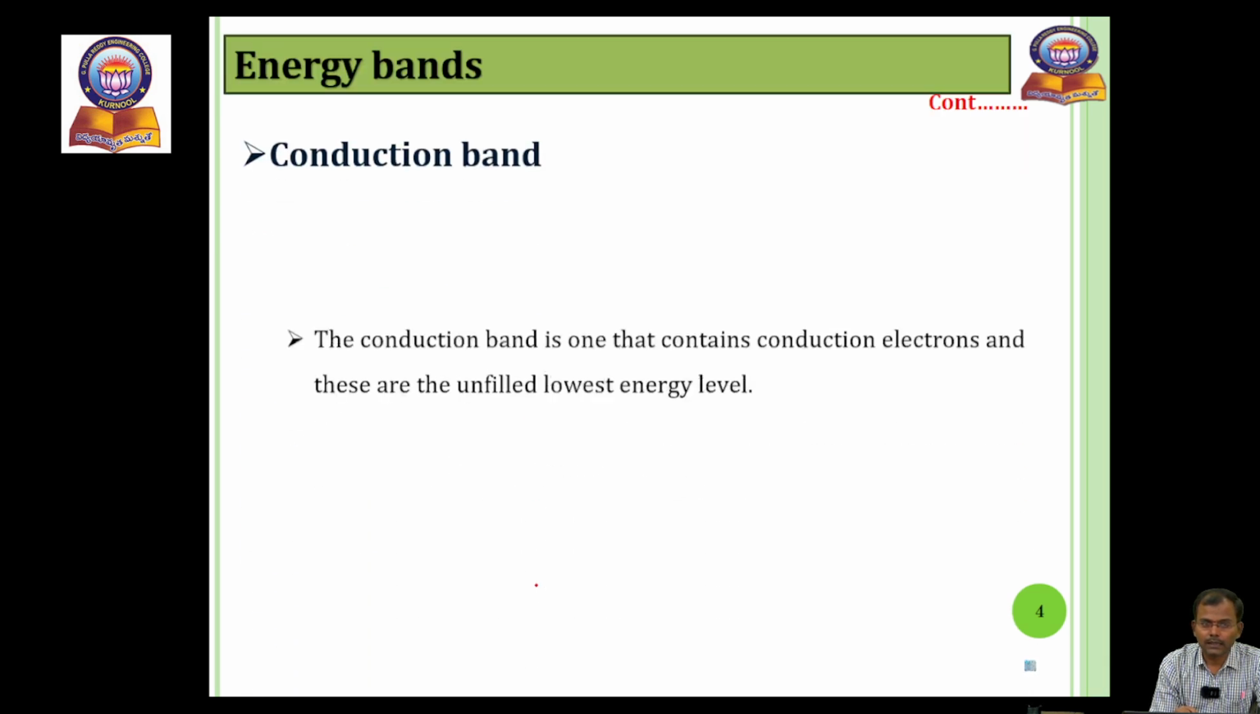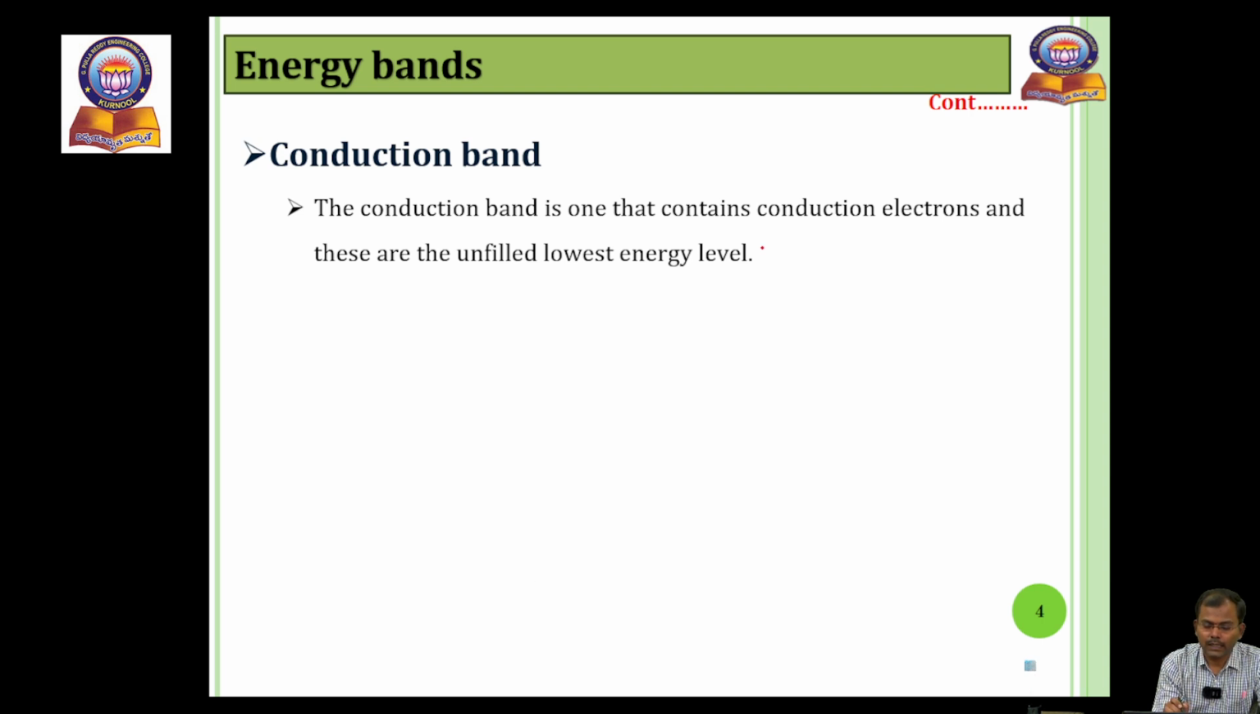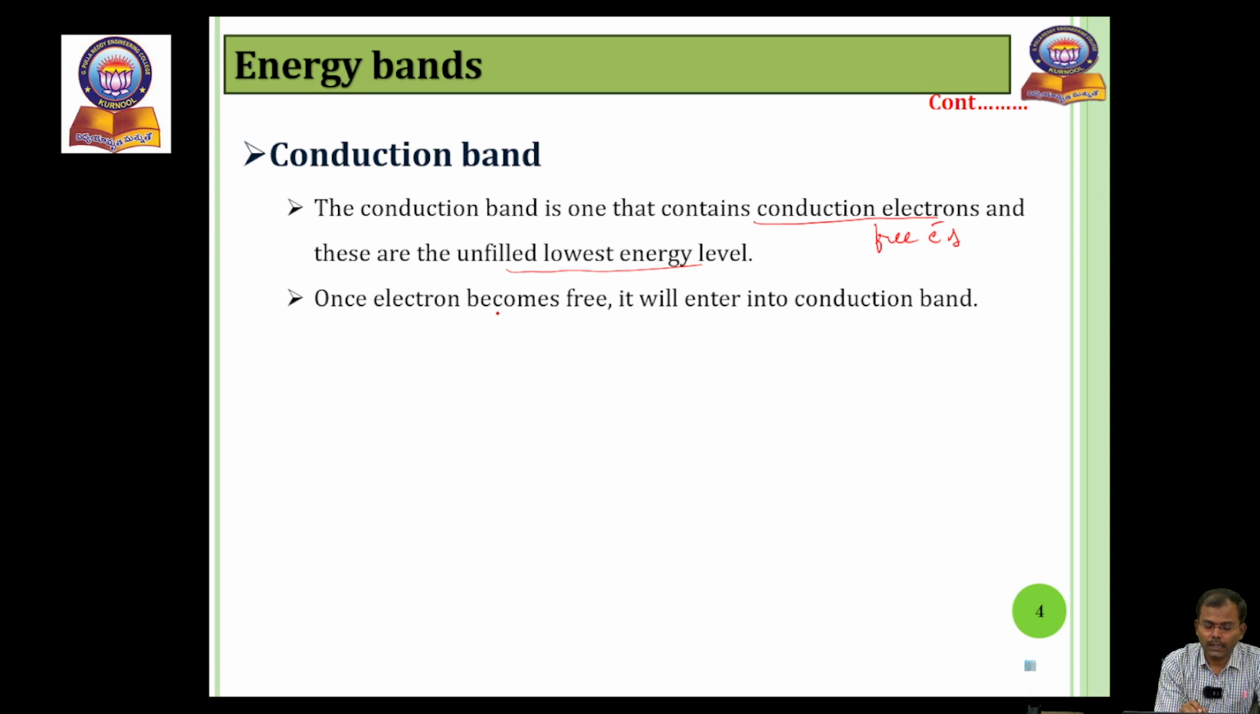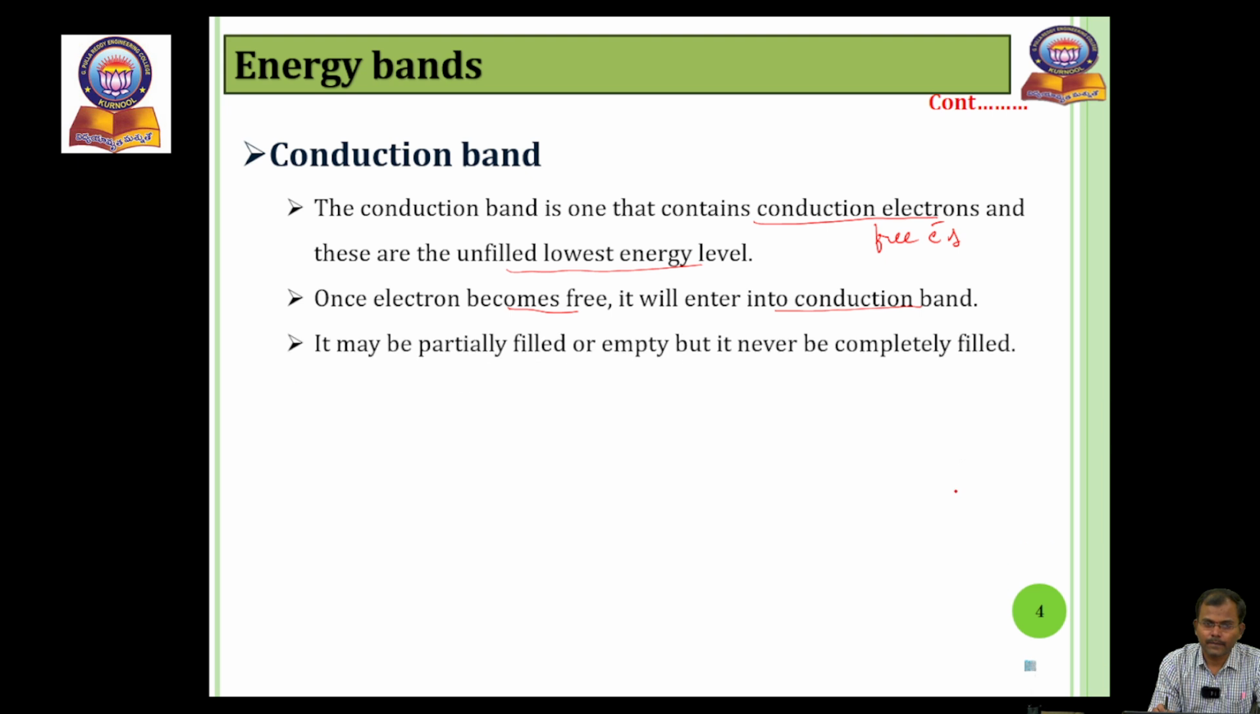Then second is the conduction band. This band contains the conduction electrons. That is, this band contains free electrons, and these are the unfilled lowest energy levels. Whenever an electron becomes free, it will enter into the conduction band from the valency band. It may be partially filled or empty, but it is never completely filled.